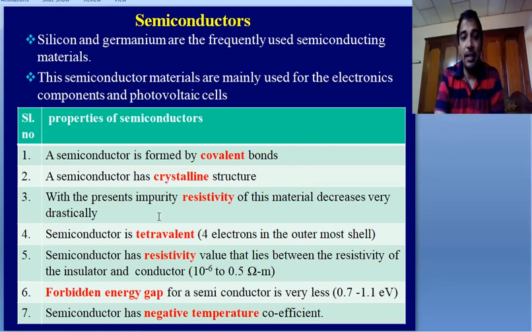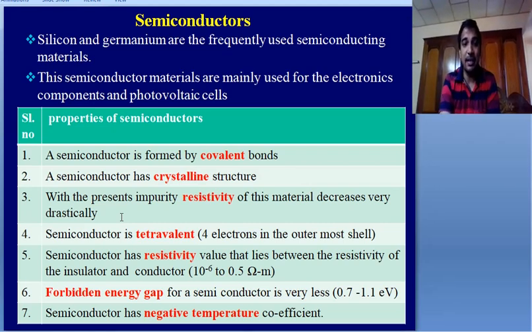Next, with the presence of impurity, the resistivity of this material decreases very drastically. Yes, if you add some impurities, resistivity can be decreased drastically. Semiconductor is tetravalent, 4 electrons in the outermost orbit. The resistivity lies between the resistivity of an insulator and a conductor. Yes, that we have discussed. The forbidden gap energy for a semiconductor is less, 0.7 to 1.1 electron volt.